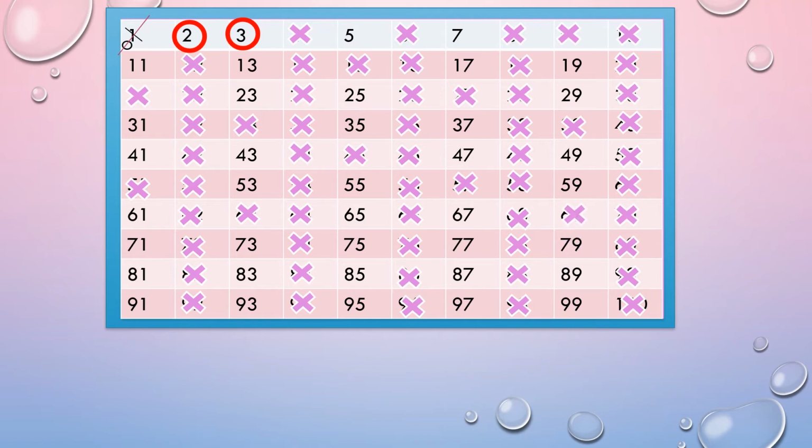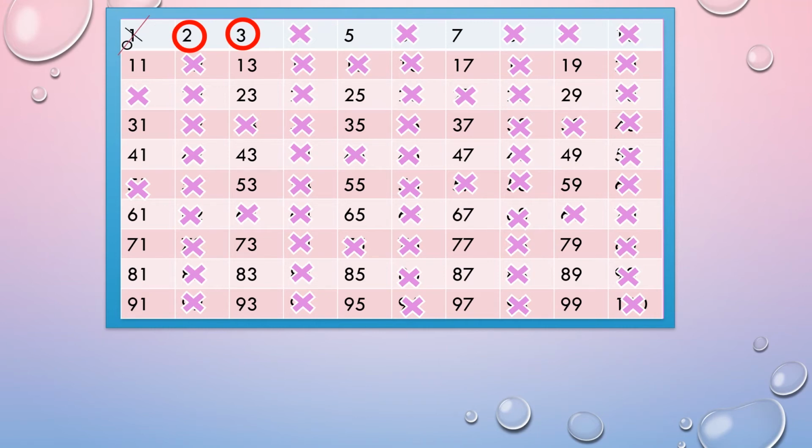Next row, 71. 7 plus 1 is 8. Not in the tables of 3. Next number, 73. 7 plus 3 is 10. Not in the tables of 3. Next number, 75. 7 plus 5 is 12. And 12 is there in the tables of 3. So cross out 75. Next number is 77. 7 plus 7 is 14. It's not in the tables of 3. Next number is 79. 7 plus 9 is 16. It's not in the tables of 3.